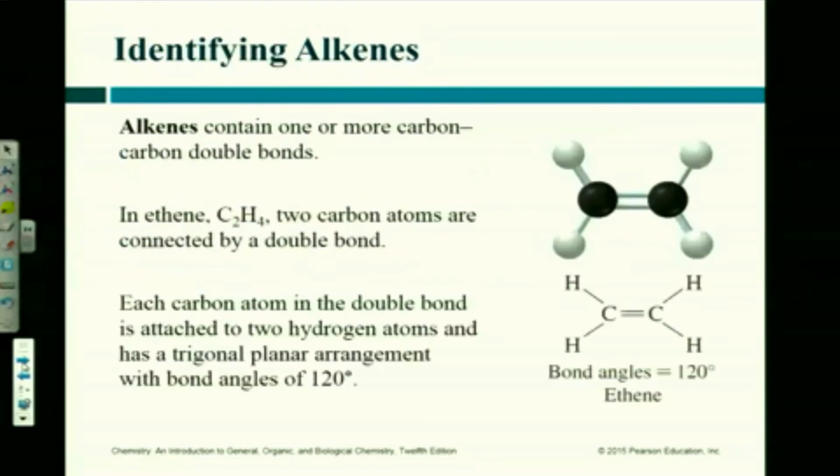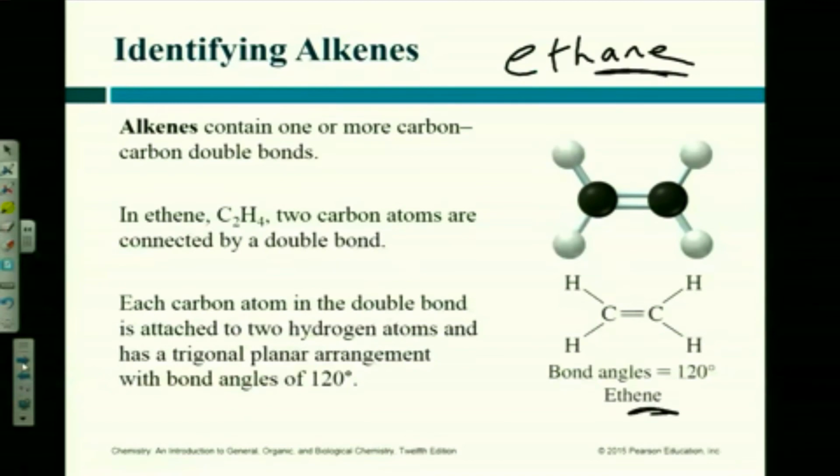So, alkenes contain 1 or more carbon-to-carbon double bonds. Alkenes mean double bonds. Here's the simplest possible alkene. This is ethene. If it was an alkane, the name would be what? Ethane. See the difference in the ending here? The ending ene tells me that this is an alkene. It has a double bond, as opposed to ethane, which would be a single bond. Okay? Everybody sees that? We're happy with that.